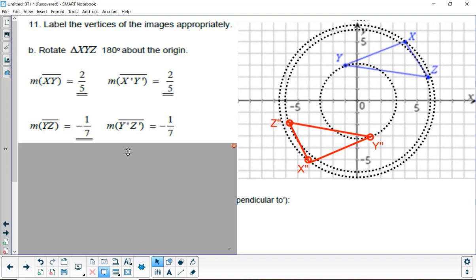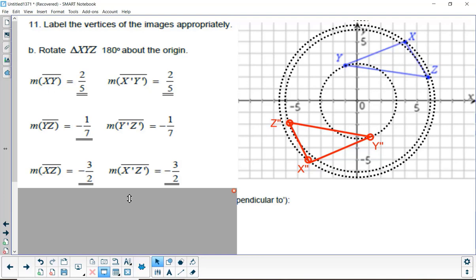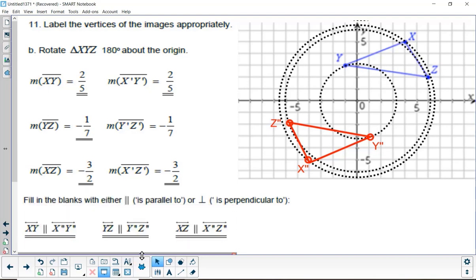As for the other slopes, YZ and Y double prime and Z double prime rather will be -1/7. Looks like I got those a little mixed up. I think you know where I'm going with this. And the other two corresponding sides have the slope of -3/2. And what that would do is make all of those segments parallel to each other. Please press pause as needed.